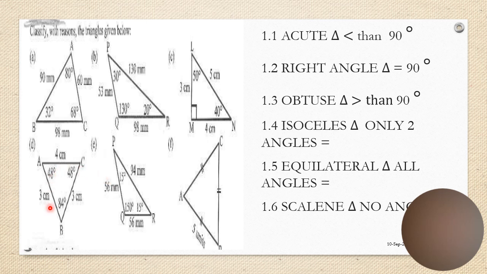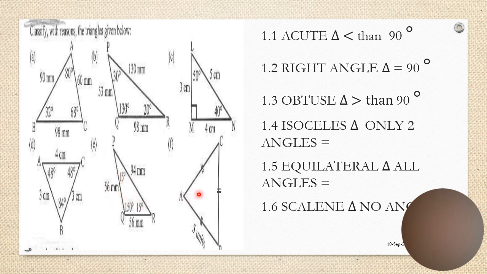When you look at D, look at the sides. These two sides are equal. And of course, angles opposite those equal sides are equal, which is called an isosceles because two sides are equal, remembering the properties to classify. When you look at this one, the biggest angle bigger than 90, therefore it's called an obtuse triangle.